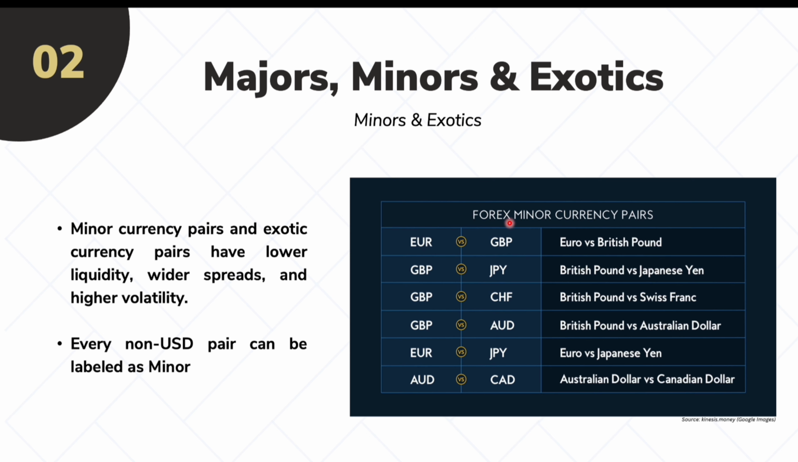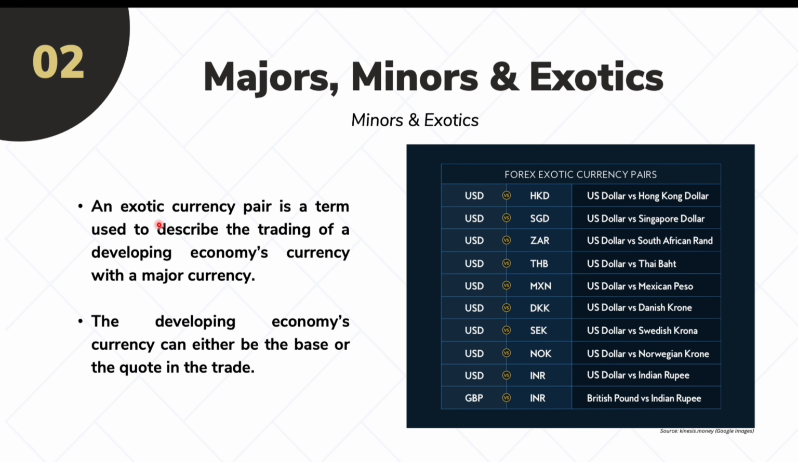So here you see no USD pair, here you see no USD currency. You have the euro against the pound, against the Japanese yen, the pound against the Swiss franc. So the non-USD pairs are the minors. And then lastly, an exotic currency pair is a term used to describe the trading of a developing economy's currency with a major currency. So here, Hong Kong, Singapore, South Africa, and the list goes on and on.